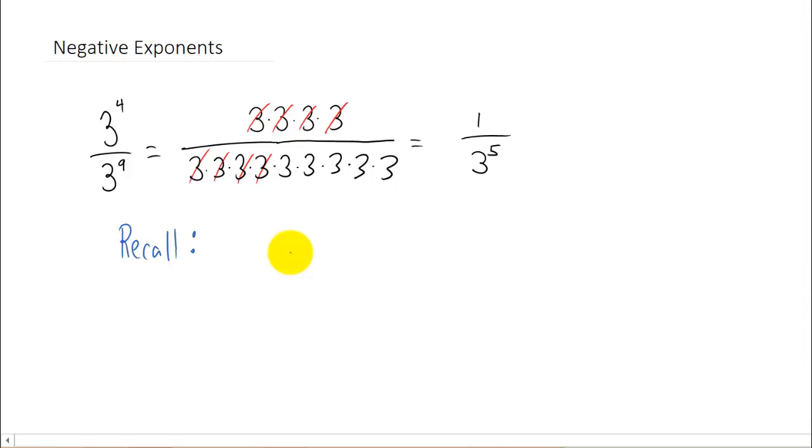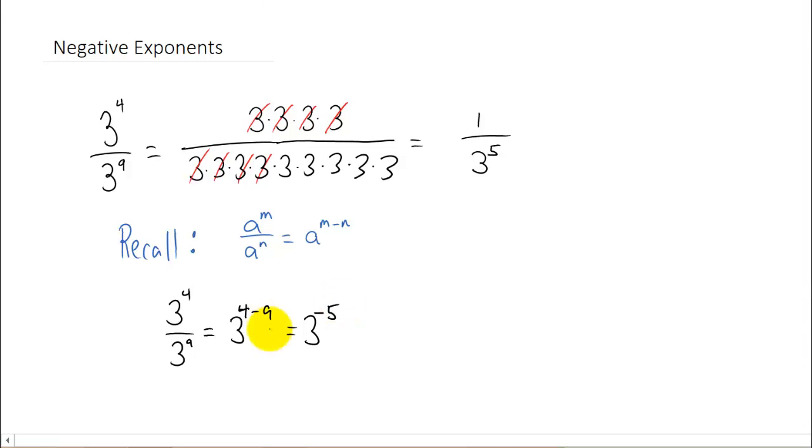Well, I want you to recall a rule that was introduced in the Laws of Exponents video. It looks something like this. It says that if you have two bases that are the same with different exponents and they're divided, you can do that division by subtracting the exponent. So if we look at 3 to the 4th divided by 3 to the 9th in this way, that can be written as 3 to the 4 minus 9 power, or in other words, 3 to the negative 5th power.